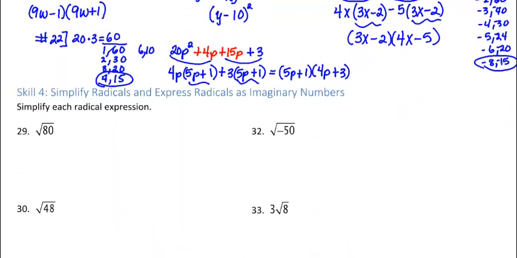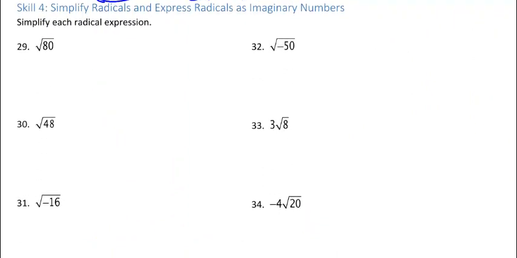Okay, we'll move on to simplifying radicals and expressing radicals as imaginary numbers. So recall here I had to try to remove a perfect square. The factors of 80, if I think about that, 80 is 1 and 80, 2 and 40, 4 and 20, 5 and 16, and 8 and 10.